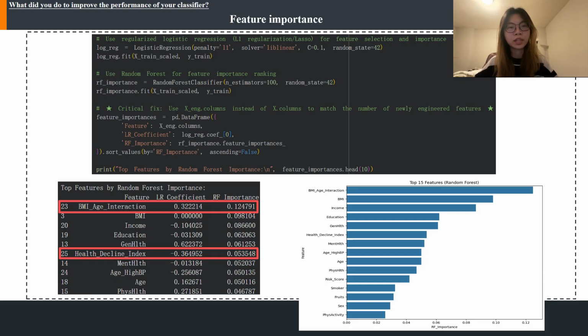random forest. The random forest importance ranking clearly shows that our newly created features, BMI age interaction and health decline index, ranked first and sixth. This proves that our constructed features contain crucial information for predicting diabetes.